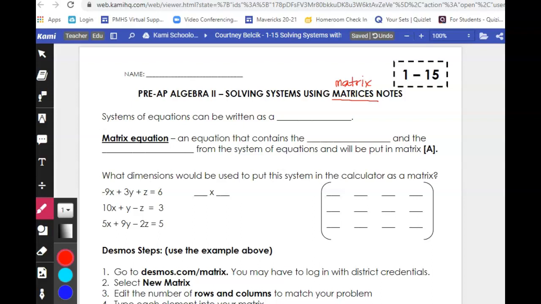So today we're going to talk about how to solve systems using matrices. I am going to ask you to go to Desmos in a moment. But for right now, let's just kind of talk about what this means.